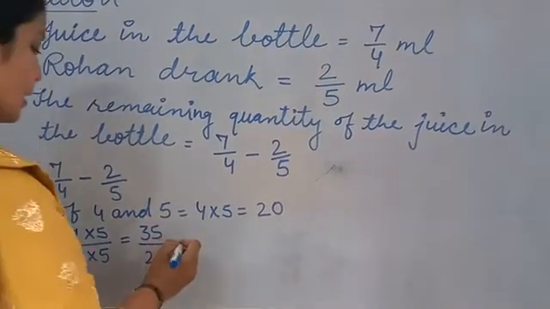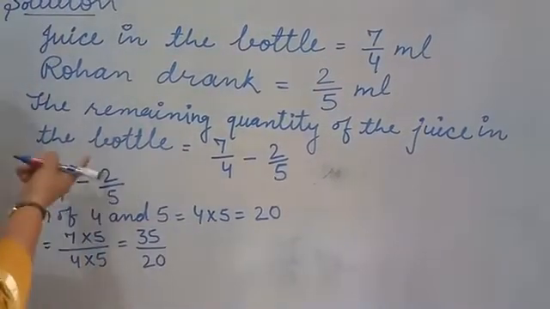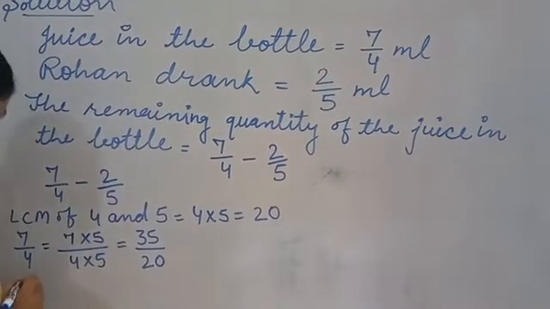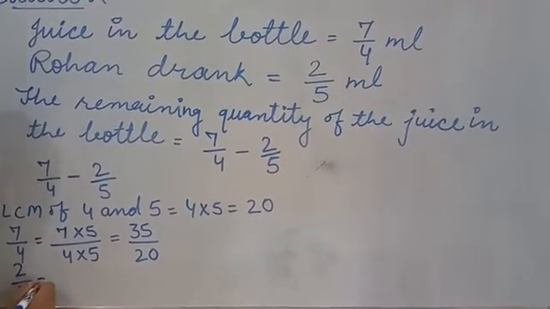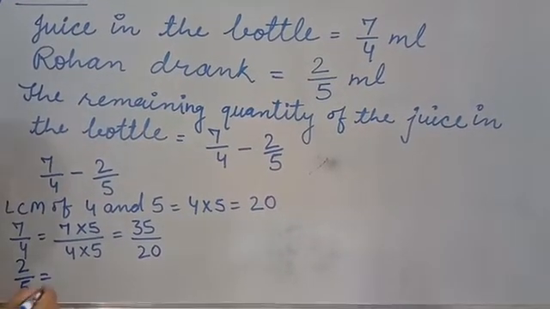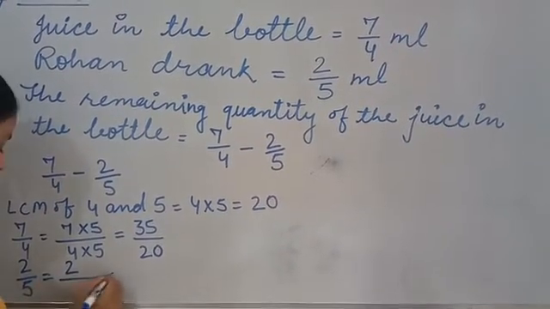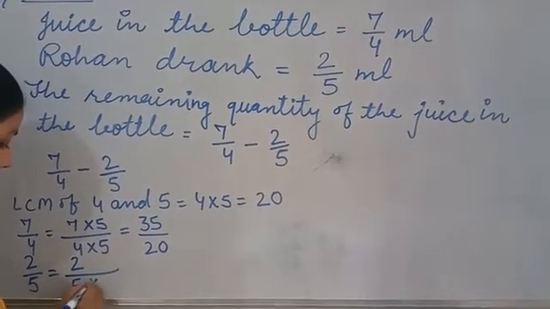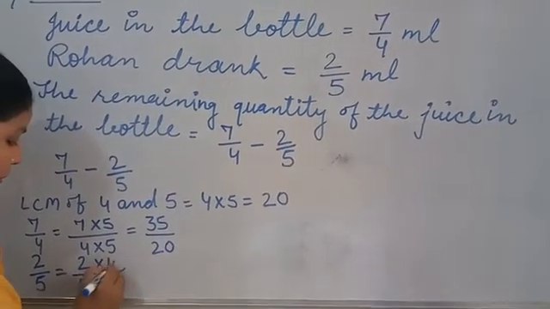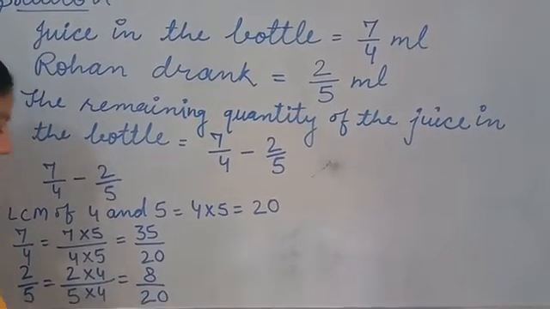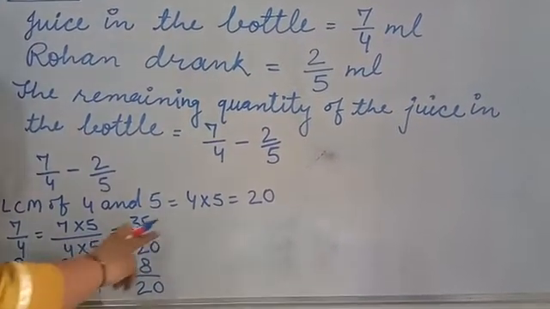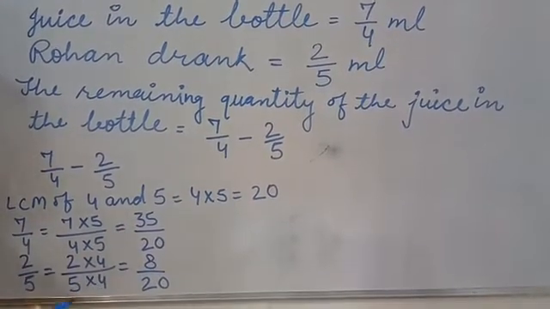Now we take the second fraction. Second is 2/5. How can we make 5 as 20? 5 4s are 20. So 2/5, multiply by 4, multiply by 4. 4 2s are 8 and 5 4s are 20. Now we can see that both the denominators are 20, 20. Now we can do subtraction.